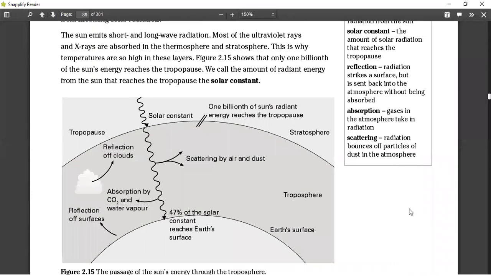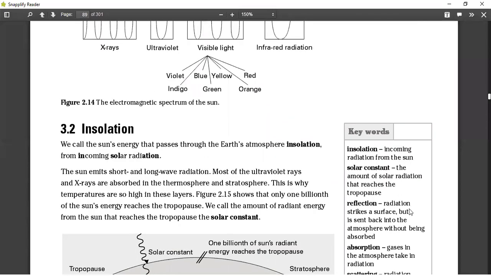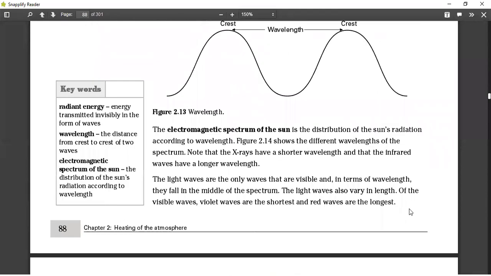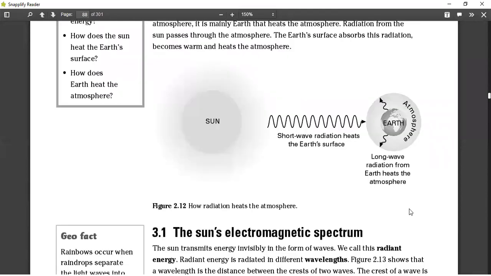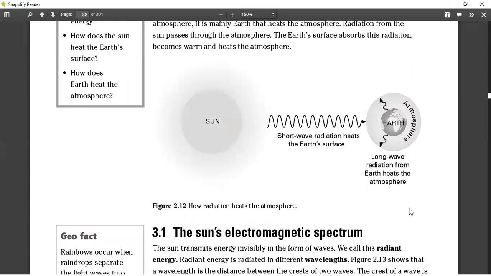Right, now we're going to look at the processes associated with the heating of the atmosphere. All right, let's see where that is. Electromagnetic spectrum. Right, processes associated with the heating of the atmosphere. Now, all the heat and all the energy that is accumulated and used on Earth comes from the sun. So basically, everything that we have around us that makes us survive on Earth comes from the sun because that is the main source of energy and heat that supplies Earth.